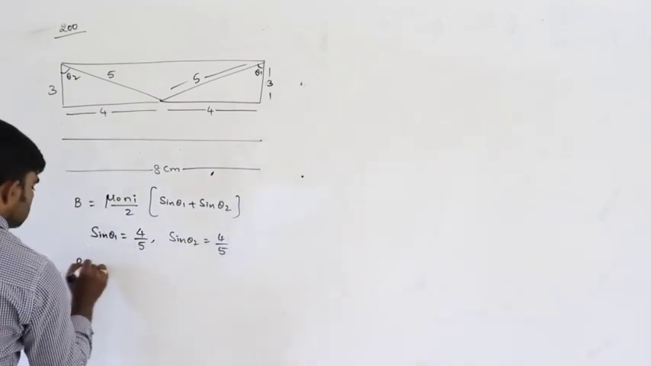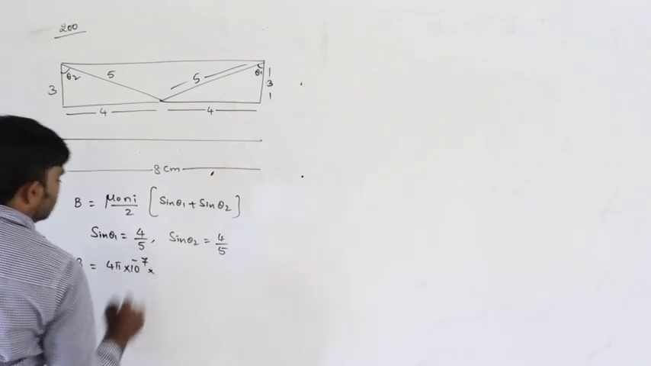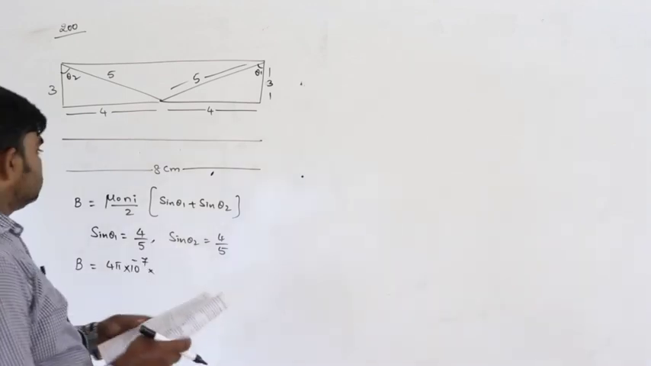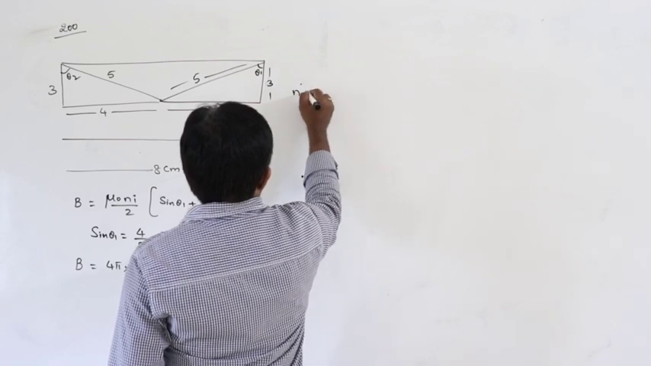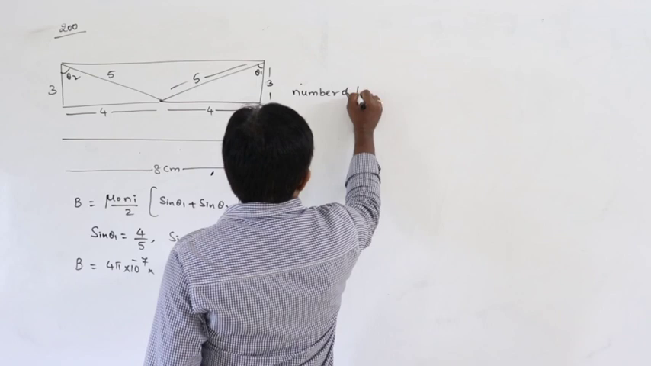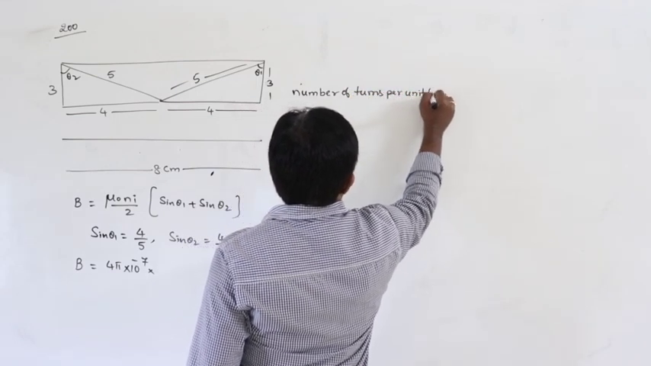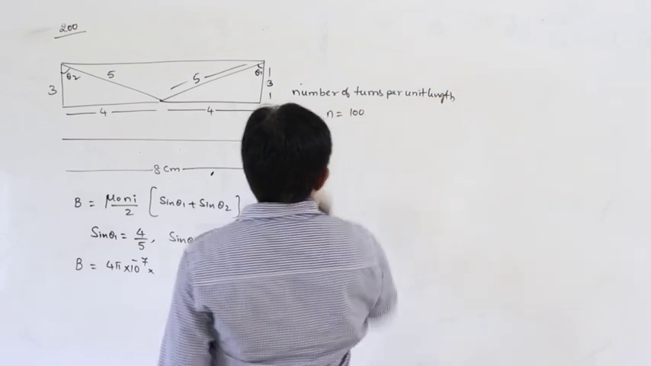So B is equal to mu naught, which can be written as 4 pi into 10 to the power of minus 7, times the number of turns per unit length. So 100 turns in the length of 8 centimeters. N is the number of turns per unit length. So N is equal to 100, which is given.